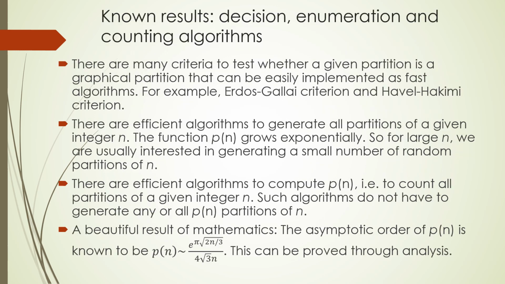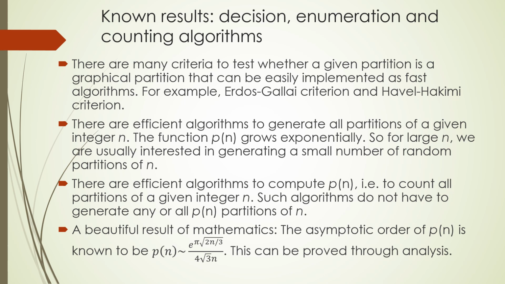There are a lot of decision algorithms, enumeration algorithms, and counting algorithms regarding partitions and integer partitions. For example, if we want to test whether a given integer partition is a graphical partition, we can use the Erdős–Gallai criterion or the Havel–Hakimi criterion. In fact, there are several other equivalent criteria. All these can be implemented as efficient algorithms. And if we want to generate all partitions of a given integer n, we also can use some efficient algorithm to do that.